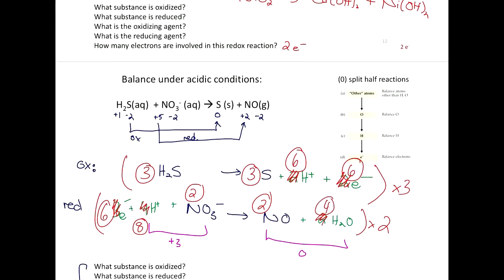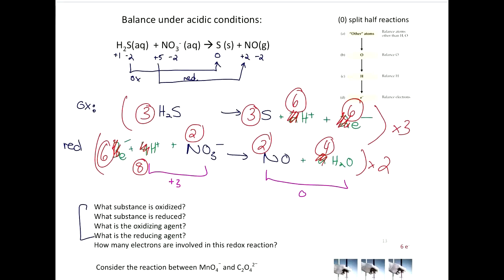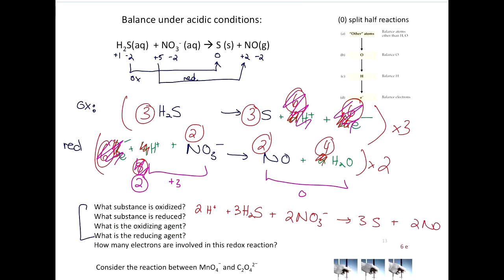And now you add them up. It can get kind of complicated here. So notice how things cancel. The electrons cancel. What else cancels? Only some of the hydrogens cancel. I think we're left with 2 of them. And then I think that's it. So this got really messy. So we have 2 H pluses, 3 H2S's, 2 nitrates, 3 sulfurs, 2 NOs, and then 4 waters. And then that should be balanced.